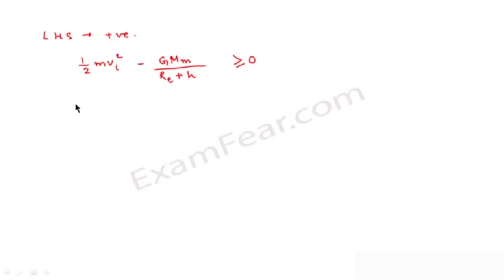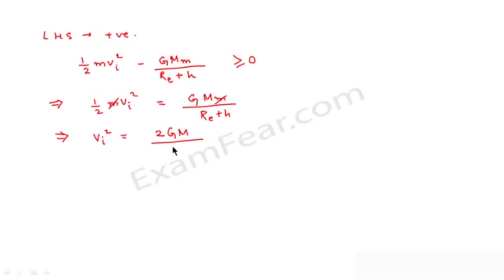Now we want to see the scenario where we calculate the minimum value of initial velocity, right? So for that case, we will only consider the scenario when this is equal to 0. So we can say that half m v i square is equal to G M m divided by Re plus h. So this m and m will cancel. So we get v i square is equal to 2GM divided by Re plus h.